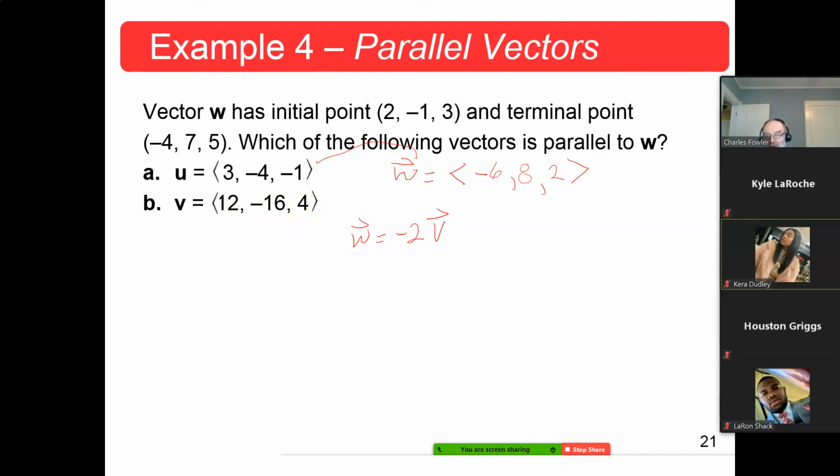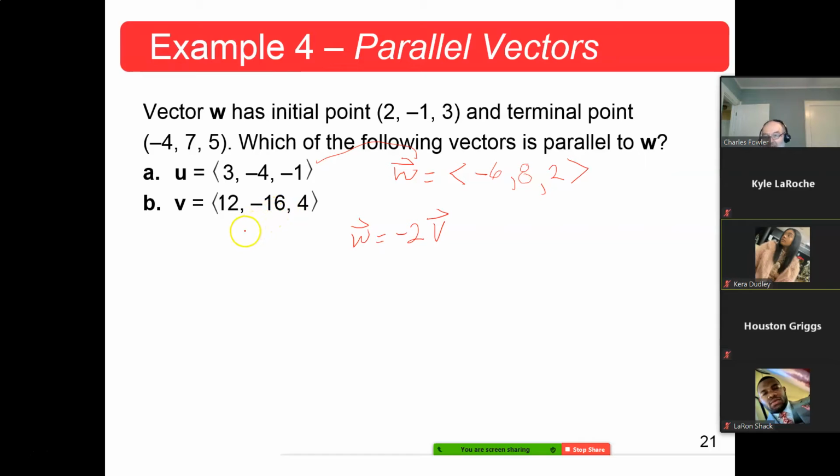Because if you multiply this by a positive number, then that order would stay minus, plus, plus. That's not what we got here. Multiply by a negative number, it would be a plus, minus, minus. That's not a plus, minus, minus.